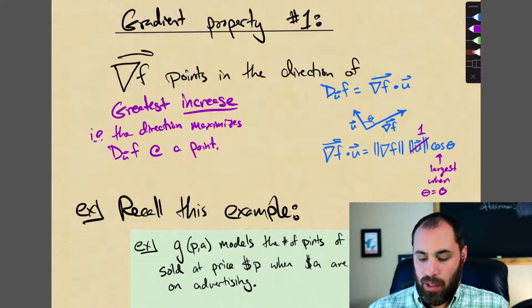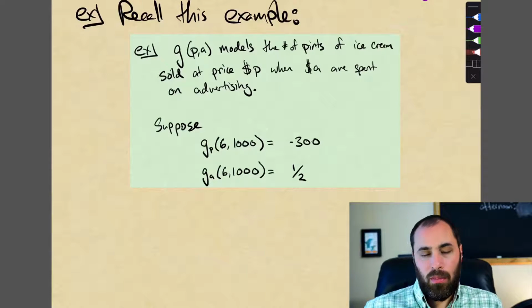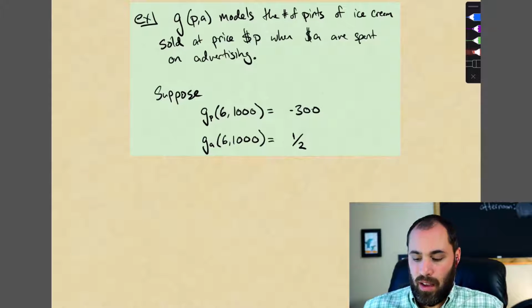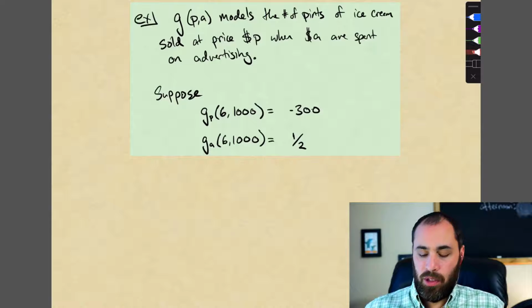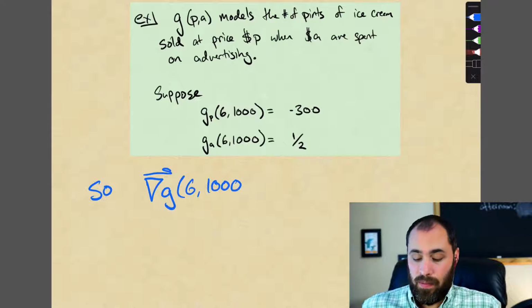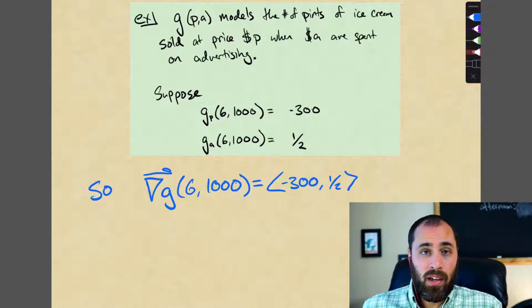Let's take a look at this example we saw in a previous video. Remember, g is a function that models the number of pints of ice cream sold by a company if they sell the pints at price $P and they spend $A on advertising. This tends to work out a little weird just because of the numbers, but the principles are correct. Given the information that we have, we can write down the gradient vector at the point (6, 1000), that is, at a point where pints cost $6 and the ad budget is $1,000.